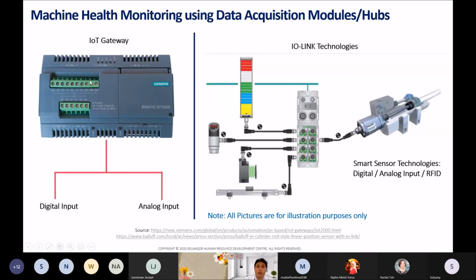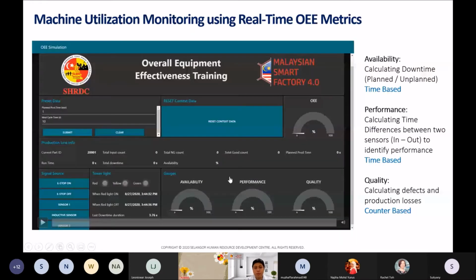So you can have two ways of collecting data from machines. One, you can use like an IoT gateway. This is actually both technologies we have in the smart factory, right? One is the IoT gateway where you can pull digital or analog input, right? Another one is using what we call as IO-Link technologies, right? IO-Link technologies are considered smart sensor technology, where you can monitor both digital and analog input and give you that data information in real time, right?